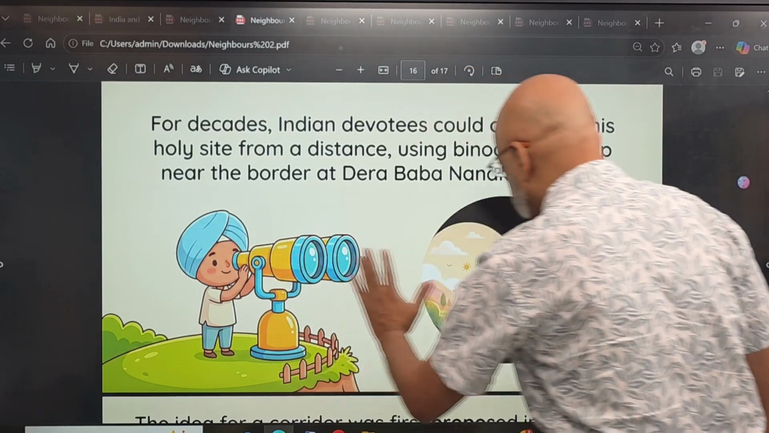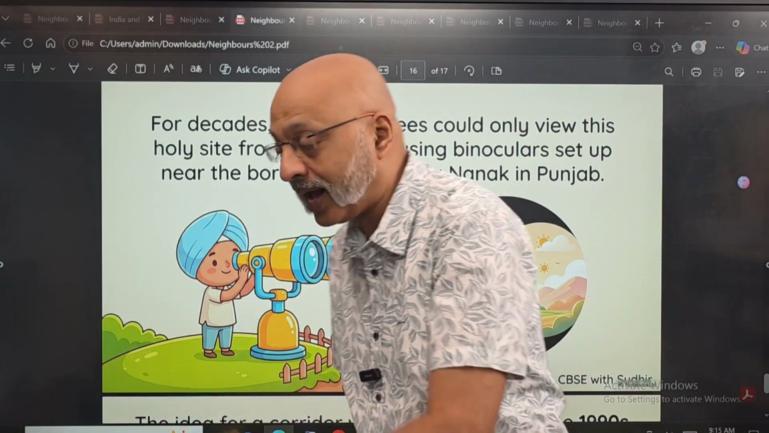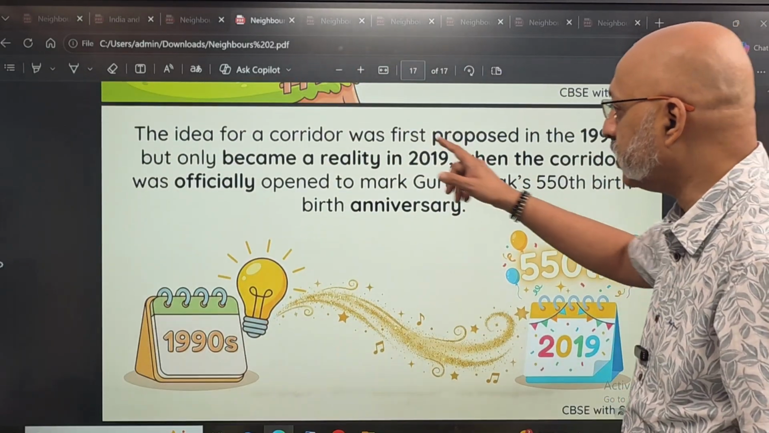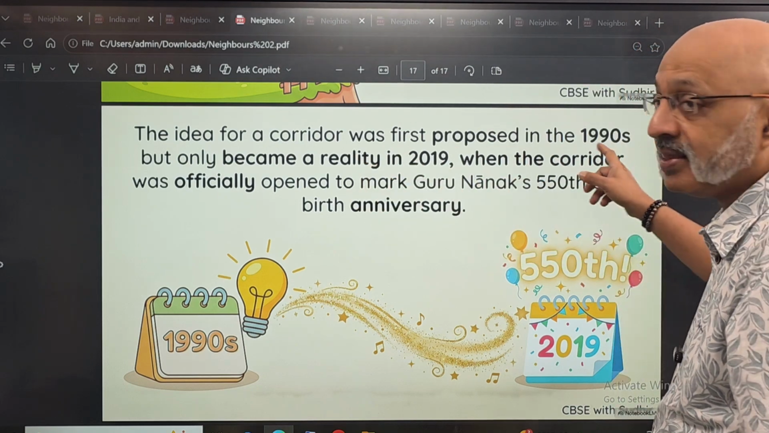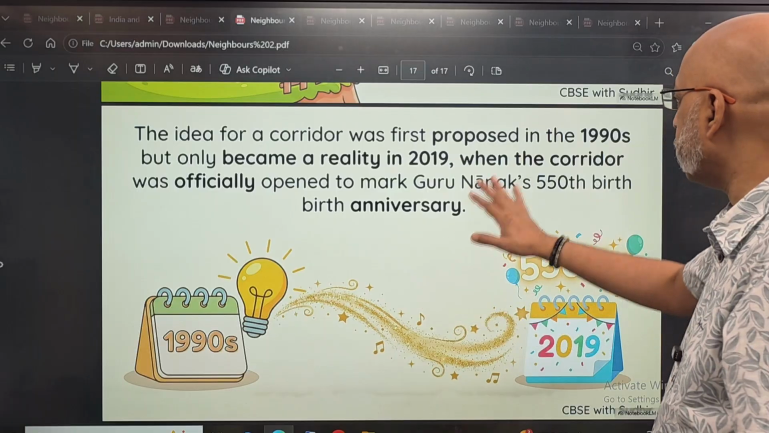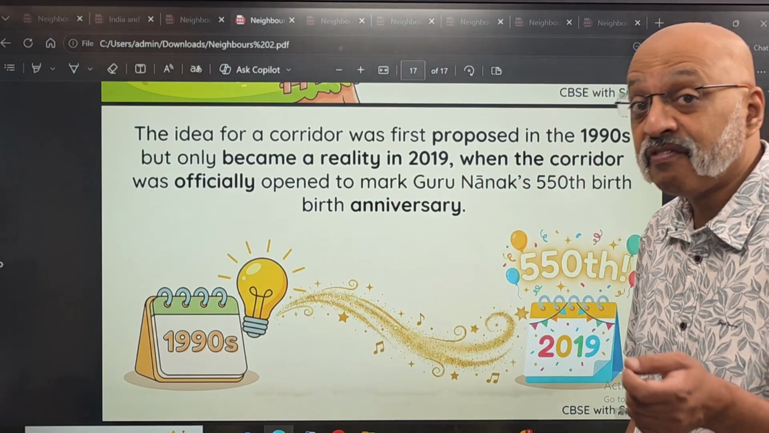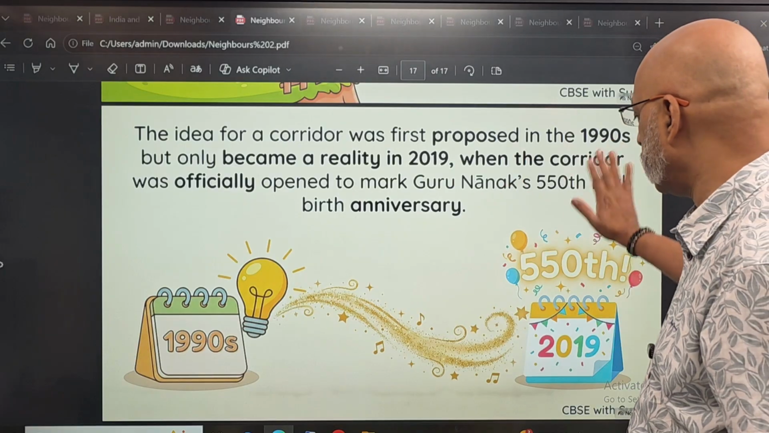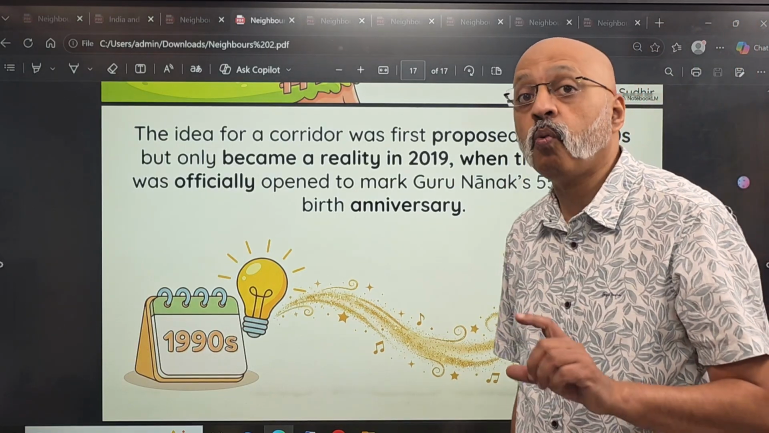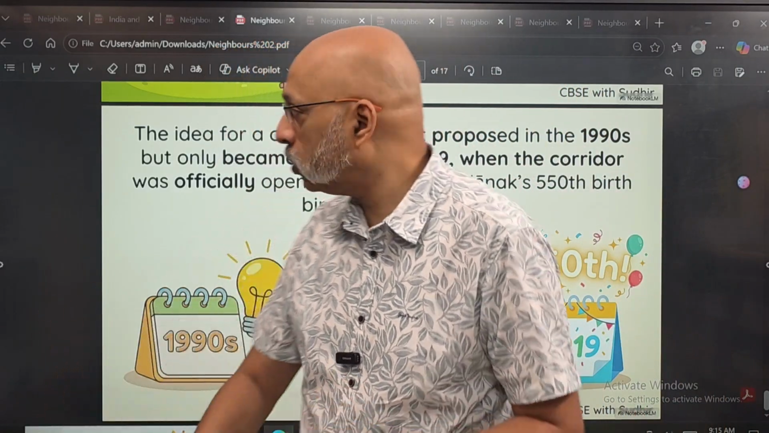So through the binoculars, they would be able to see the Gurudwara from a distance, but never be able to actually visit the Gurudwara. So this idea of a corridor was started in the 1990s sometime, and it became a reality only in 2019 when the corridor was officially opened to mark Guru Nanak's 550th birth anniversary. Okay, so that's what happened in 2019. Otherwise, you have the Wagah border, which you may have heard of. Amritsar, that's where you cross into Pakistan.